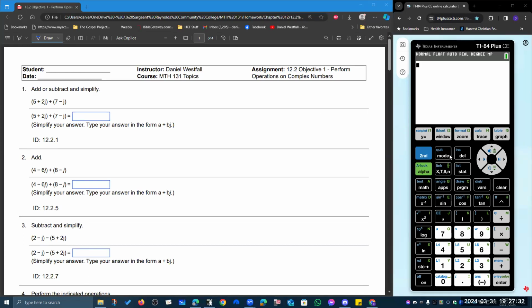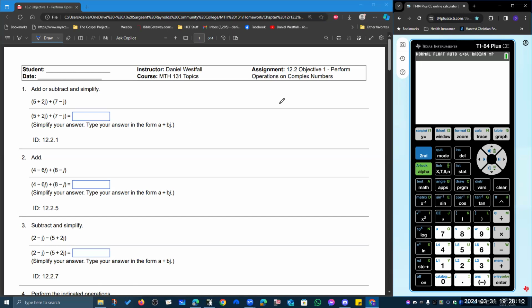One thing before we get started with the calculator problems is let's go ahead and change our mode out of real into A plus BI. And again, just a note here that your textbook and software are using the letter J instead of the letter I. Just be aware of that when you transfer your answers over from your calculator to MyLabs.